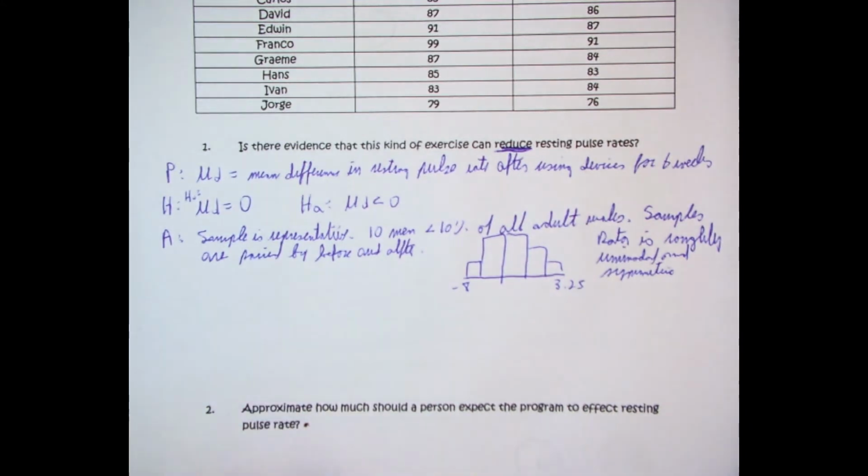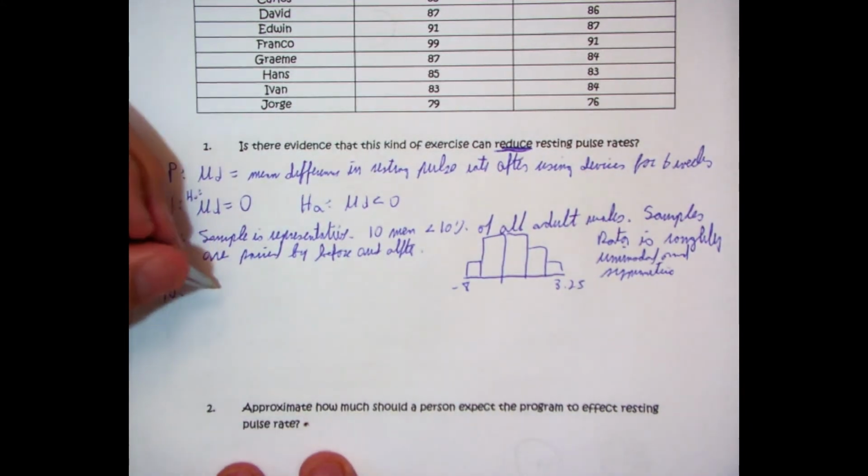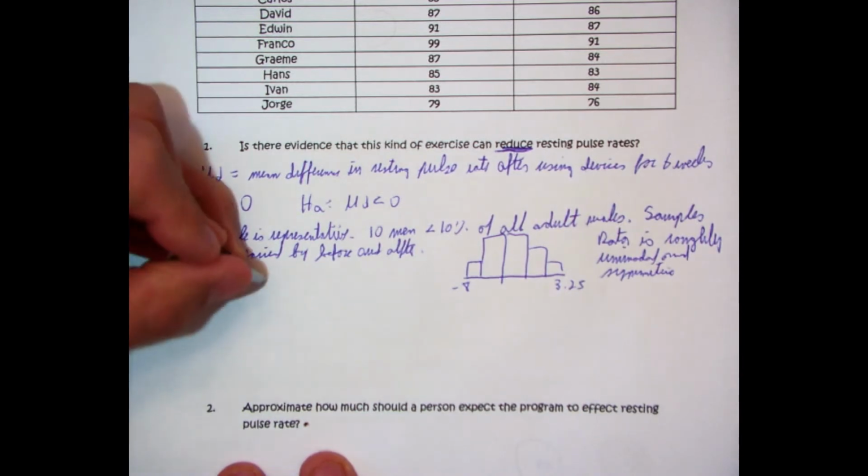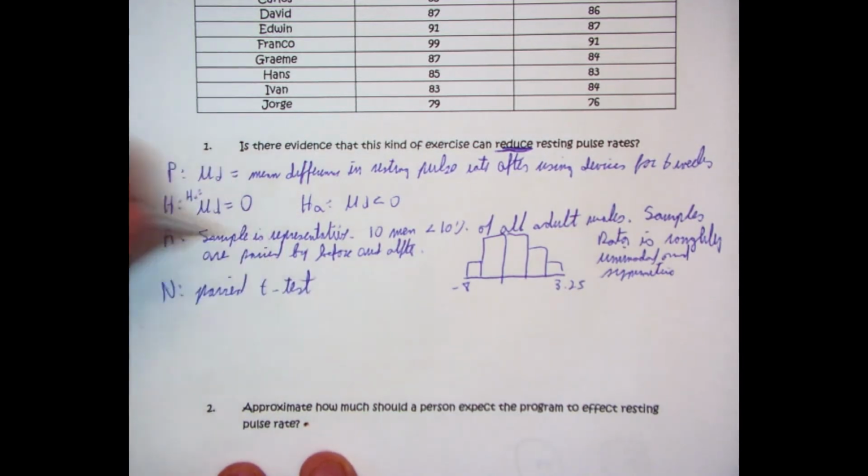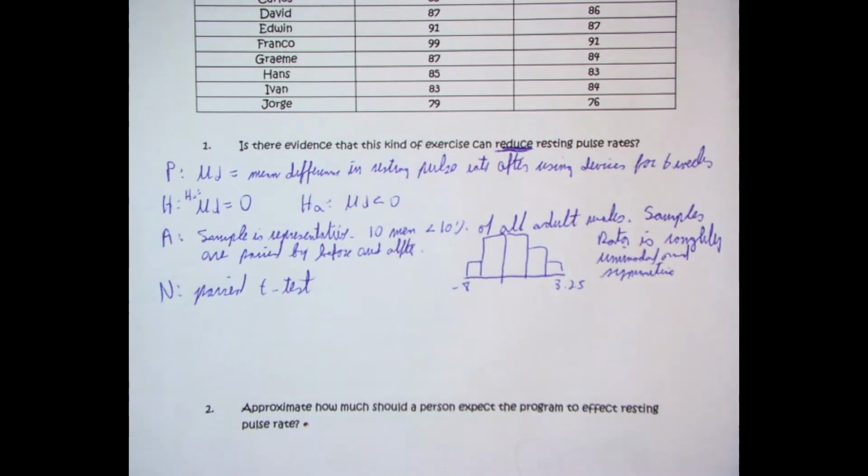Okay, so we're going to name the test. You could call this a paired t-test or a matched paired t-test. If you put down 2-sample t-test, it's wrong. You cannot put down it's a 2-sample t-test. You cannot put down it's a 1-sample t-test either. It's a paired t-test because there are 2 samples presented, before and after, and we're testing the differences.